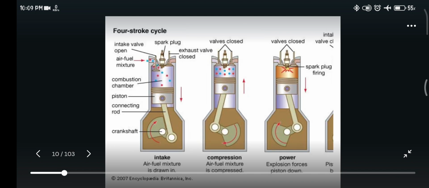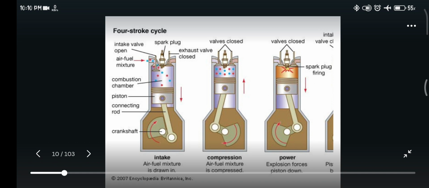Four stroke engine. There is a first stroke, intake: air fuel mixture is drawn in, intake valve open, air fuel mixture, combustion chamber, piston, connecting rod. Here piston moves from TDC to BDC for suction purpose. TDC means top dead center and BDC means bottom dead center.